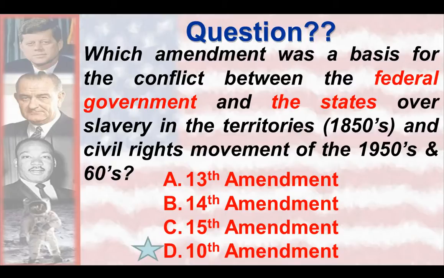Let's see, 13th Amendment bans slavery, 14th Amendment sets up due process clause, equal protection of the laws, Reconstruction Amendment, 15th Amendment is going to protect voting rights for those of a particular racial background.